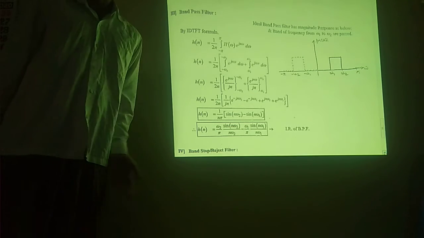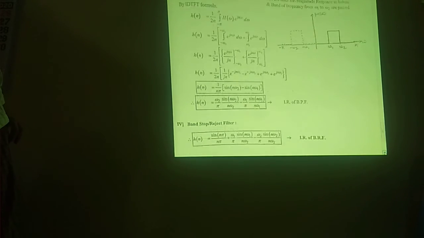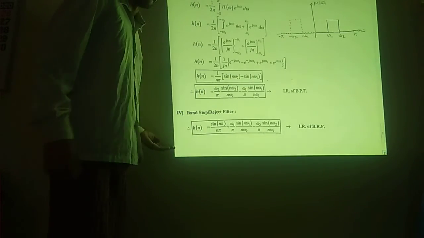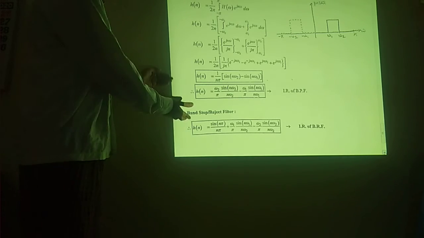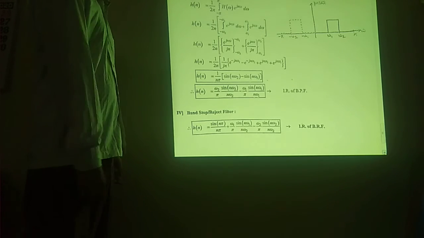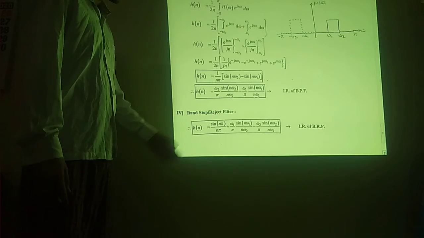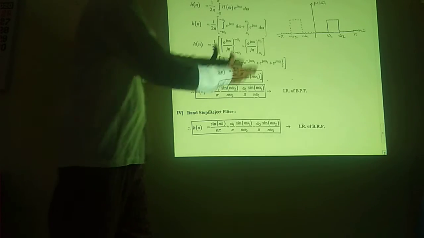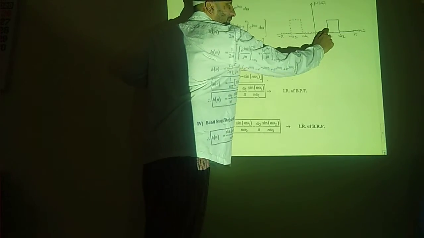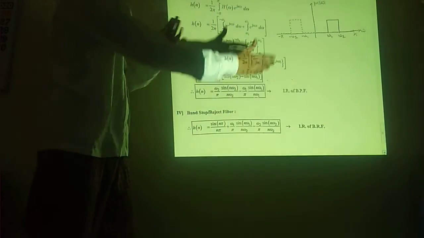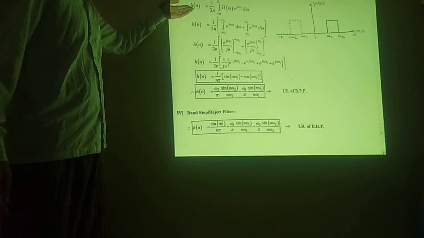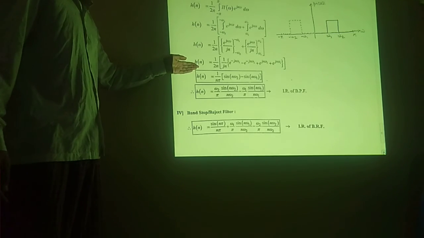Last part is the band reject filter. You know the diagram of the band pass filter. This part is left for you to solve, and it can come in the exam. Find the impulse response for the band reject filter using IDTFT, inverse DTFT. We need to make the diagram; it will come in a reverse manner. You have to make the replica, take the limits, substitute the formula, then take the integration, and you can get the answer in terms of sin.